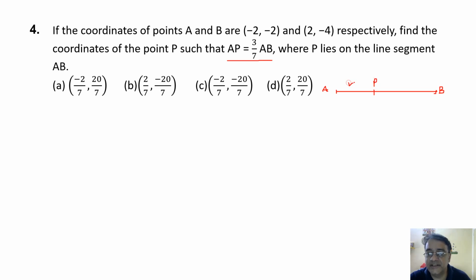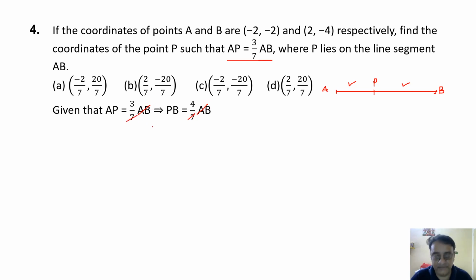Suppose AP is 3/7 of AB, so what is the fraction of PB? 4/7. Very good. Now we have to find the ratio of these two. So AP divided by PB. If you divide these two, the 7s will cancel and we'll get 3/4. So that is AP by PB is equal to 3/4. Whether this step is clear to all of you? Yes, sir. Okay. Now we got the ratio 3:4.